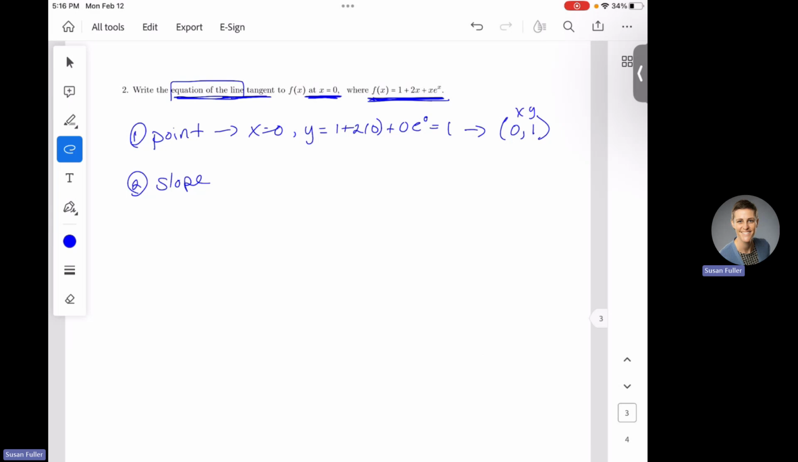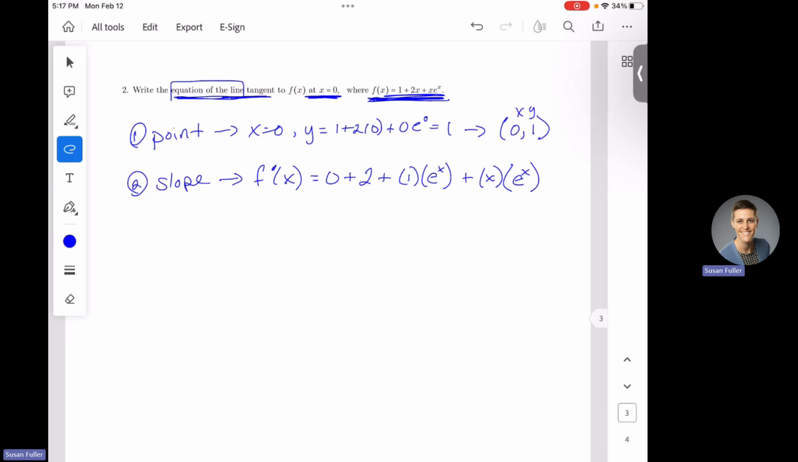And now I need a slope. What tells us our slope? The derivative. You're right. So I'm going to need the derivative. So what's the derivative of f of x? Well, we're going to find the derivative of this guy. The derivative of 1 is 0. The derivative of 2x is 2. The derivative of x times e to the x, you're right, that's a product rule. So I'm going to have to do the derivative of the first, which is 1, times the second as is, that's e to the x, plus the first as is, that's x, times the derivative of the second, which is the derivative of e to the x is e to the x.